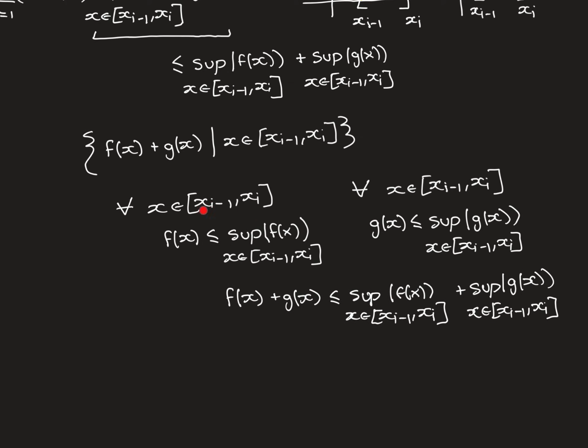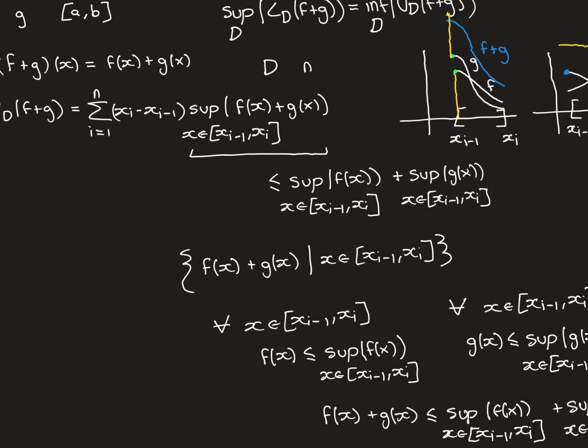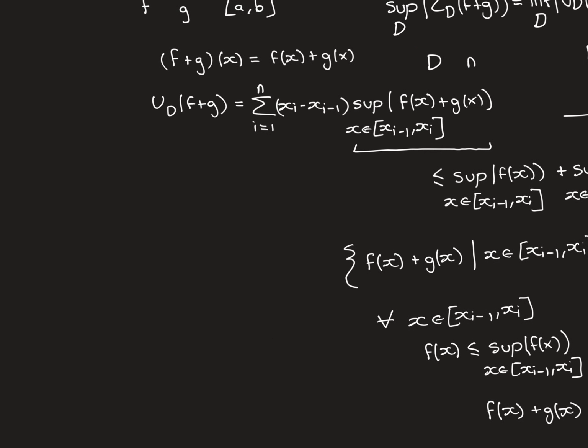This holds true for all x in that interval, so everything inside this set is less than or equal to this value, the supremum of f of x plus the supremum of g of x. Therefore, this thing is an upper bound for this set. Therefore, it is greater than or equal to the supremum of that set. Now, this argument holds true for every single one of these cut up intervals that my dissection has cut the interval AB into. So let's write this out now in full.